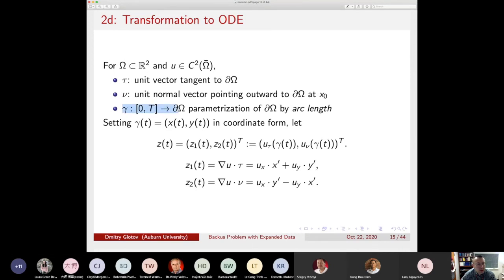So let's consider parametrization of the boundary by arc length. And let's call this function gamma, or in coordinates x of t, y of t. And again, denoting u tau by z1 and u nu by z2. So we now have the representation of z1 and z2 in terms of the partial derivatives of u and the parameters x and y, or its derivatives.